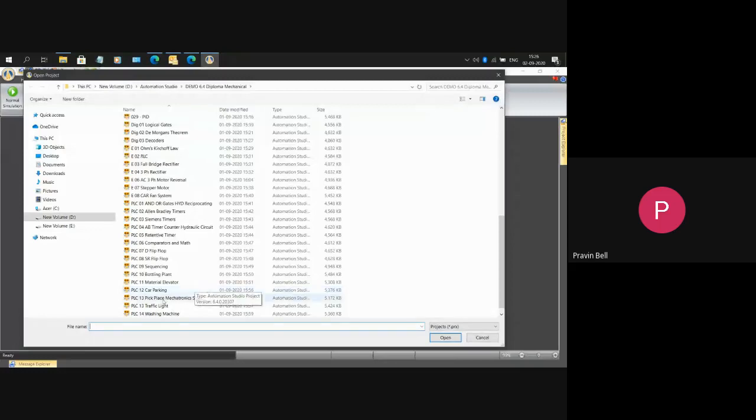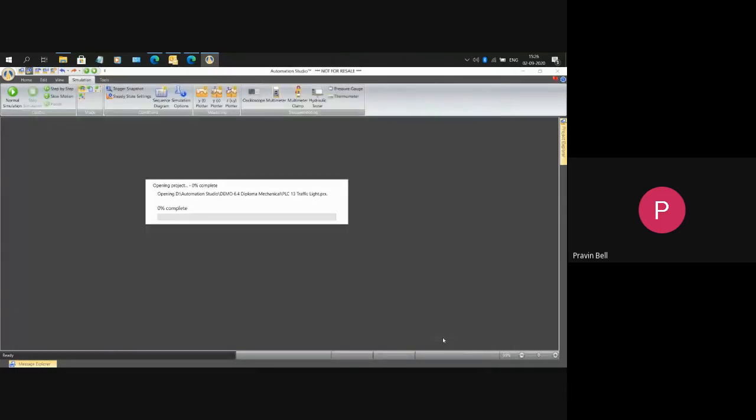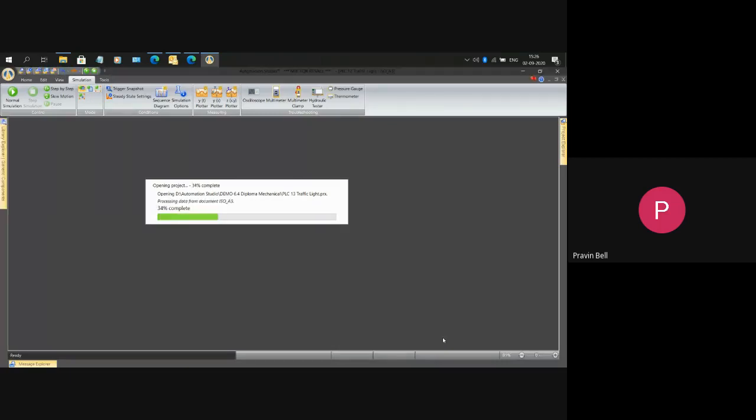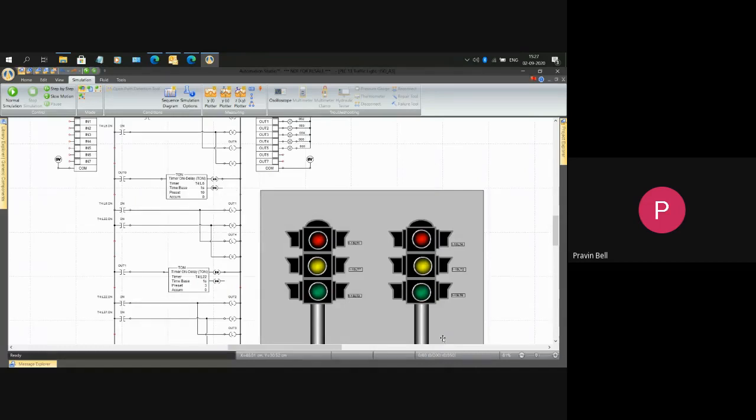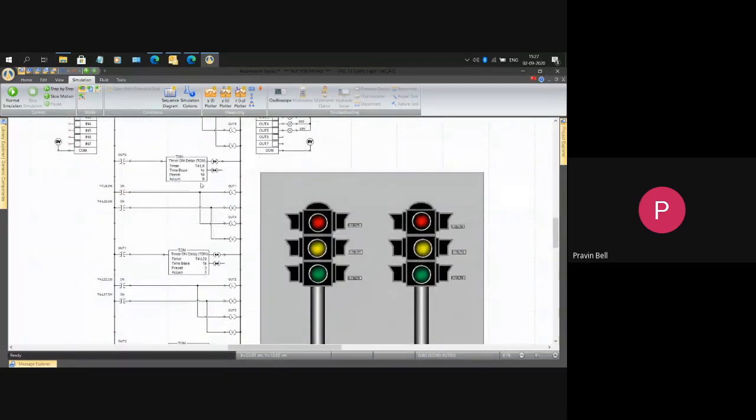So we have a traffic light signal. A traffic light signal is a very popular experiment. It uses 3 T-on delay timers in sequence. One light will come on, stay on for 10 seconds, then the next light, then the next light. So if you see here, there are 3 timers used.